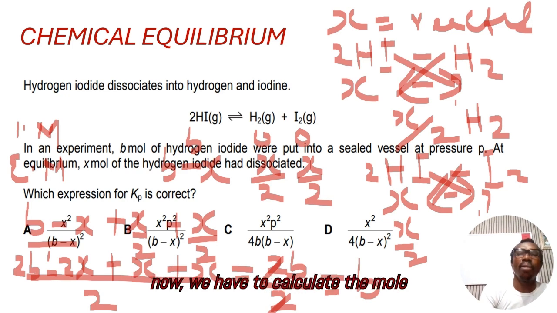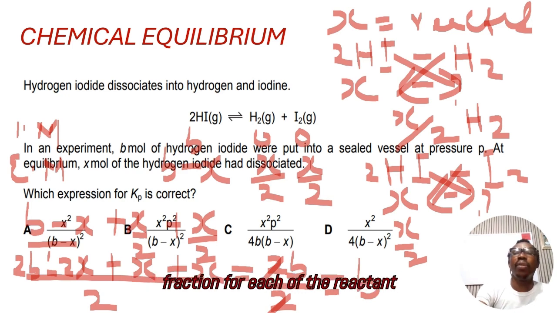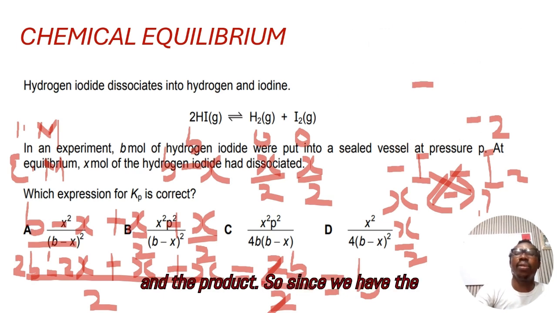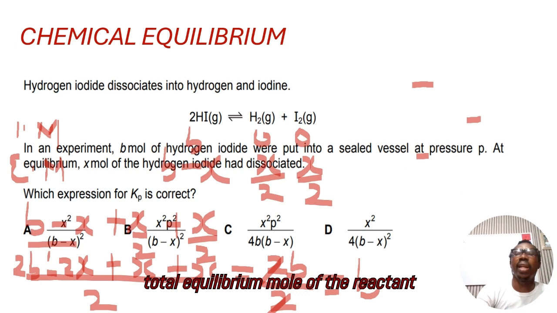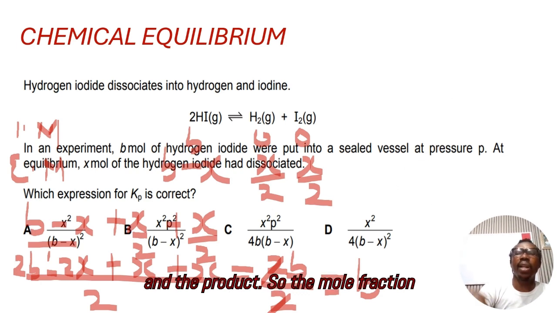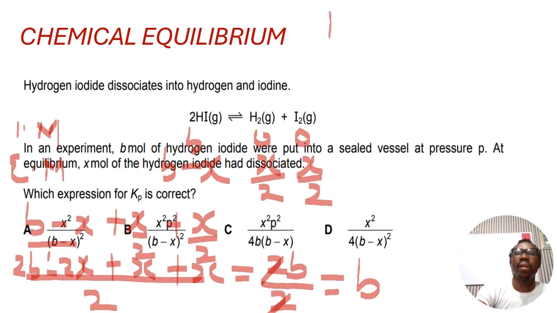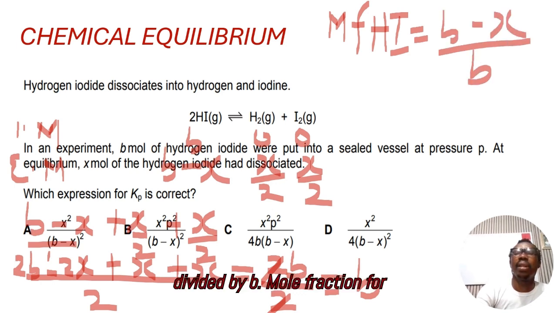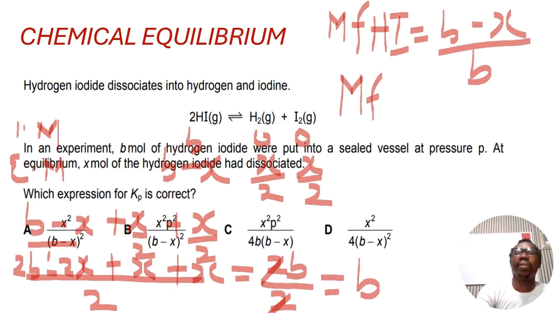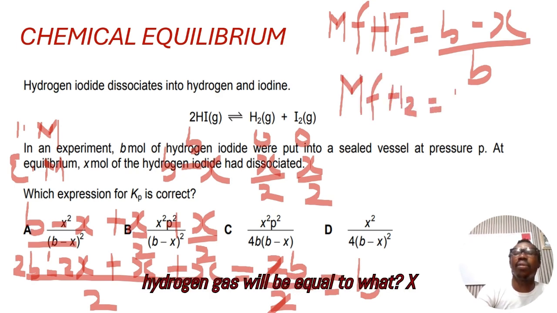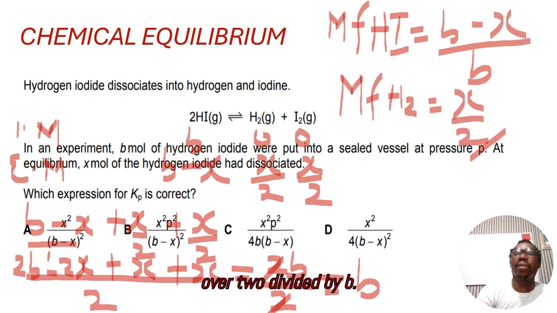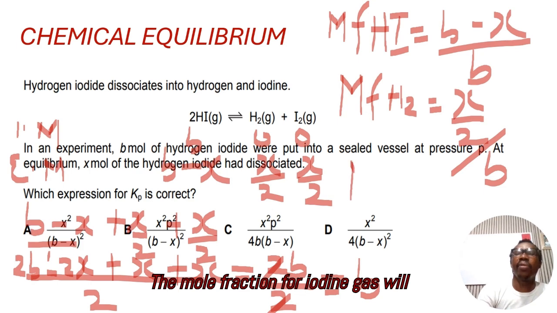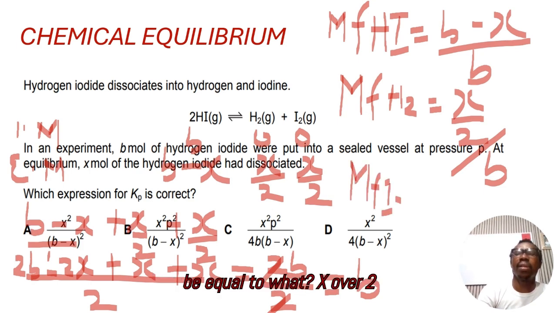So what we have to do now is calculate the mole fraction for each of the reactant and the product, since we have the total equilibrium mole. So the mole fraction for hydrogen iodide will be equal to B minus X divided by B. Mole fraction for hydrogen gas will be equal to X over 2 divided by B. The mole fraction for iodine gas will be equal to X over 2 divided by B.